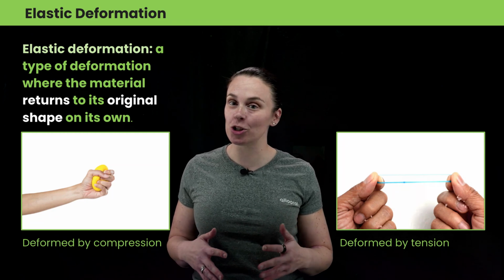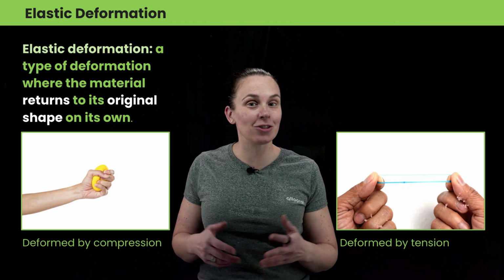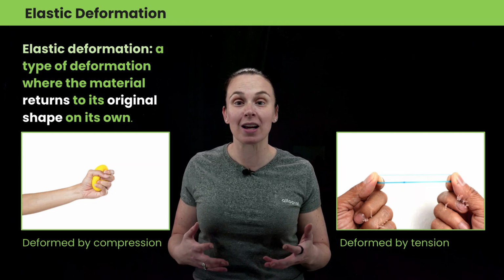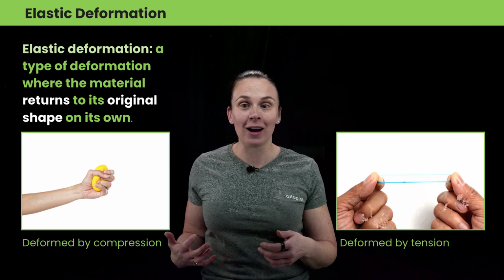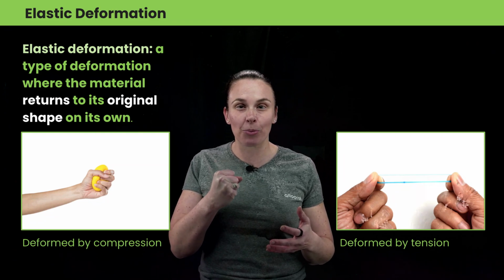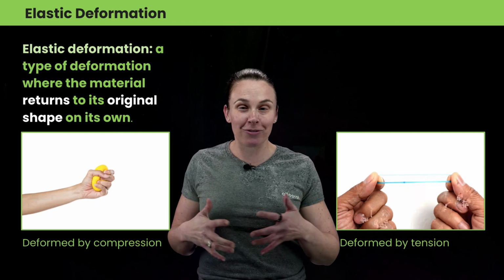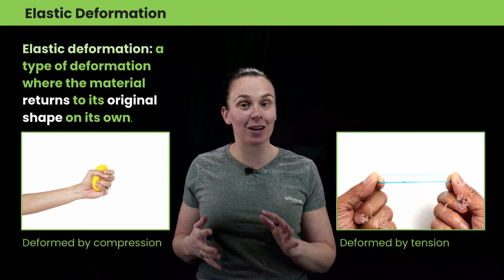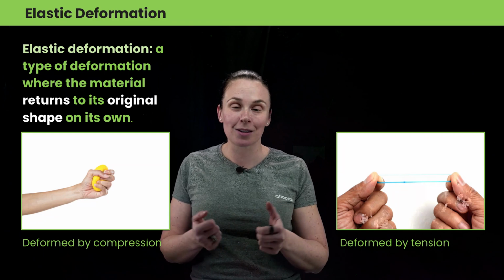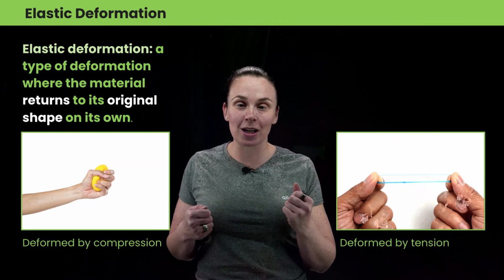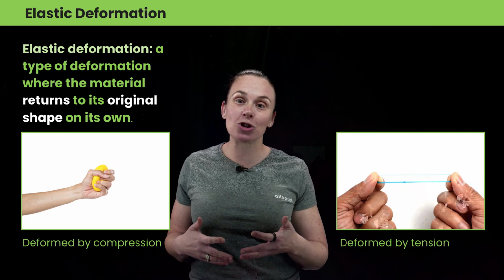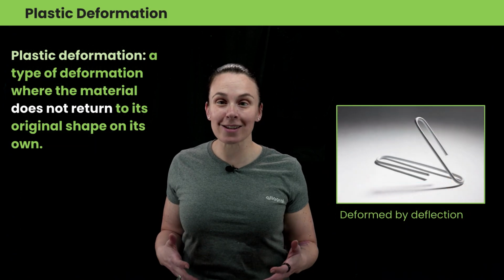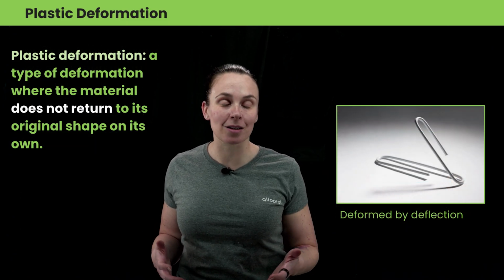So the first type of deformation we're going to talk about is elastic deformation. And it's just like what it sounds. It's a type of deformation where the material returns to its original shape on its own. So I could take a stress ball and I could deform it and squeeze it and compress it in class or in a moment of stress, and I'll let it go, and it will return to its original shape on its own. The same thing goes for an elastic band. If I pull my elastic to put my hair in a ponytail and I let it go, it'll go back to its original state on its own. So that's elastic deformation.